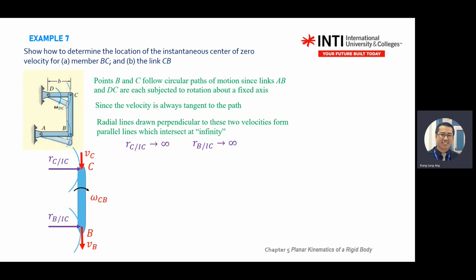How to calculate omega? V divided by R. What is R? What do you get? You get infinity or you get zero? Okay, this is common sense, man.